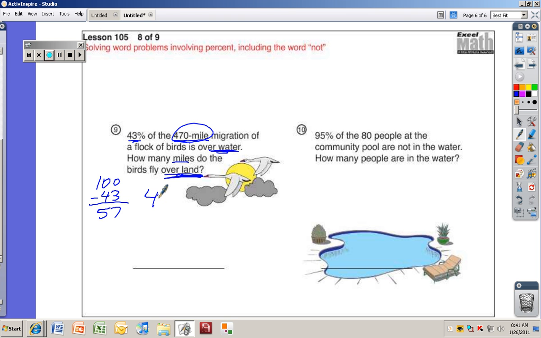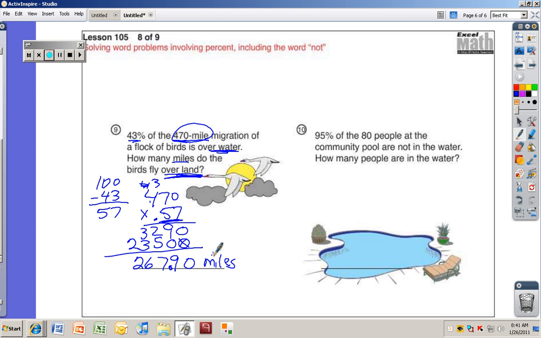So I'm going to put 470 times 0.57, not 57, and do 0 times 7, 49, 28, 32, placeholder right there. 0 times 5 is 0, 7 times 5 is 35, carry the 3, 4 times 5 plus 3, and I can add it all together here and get 0, 9, 7, 6, 2. Move the decimal point over 2 spots, and so the answer is 267.9 miles.